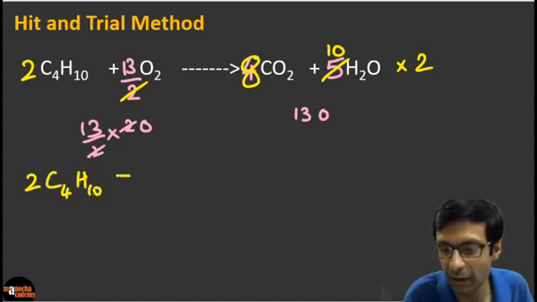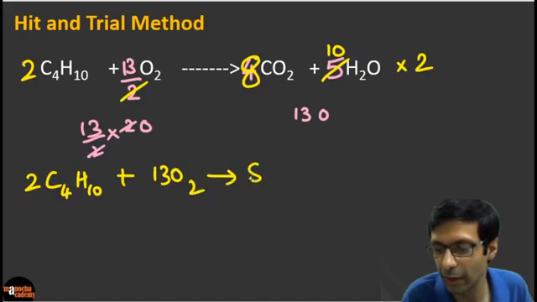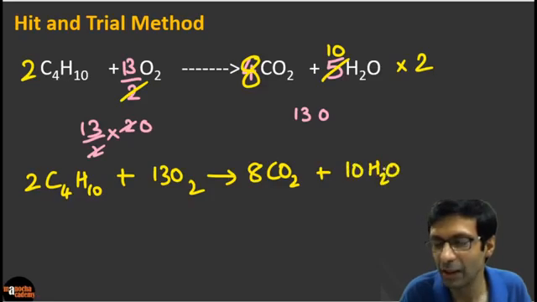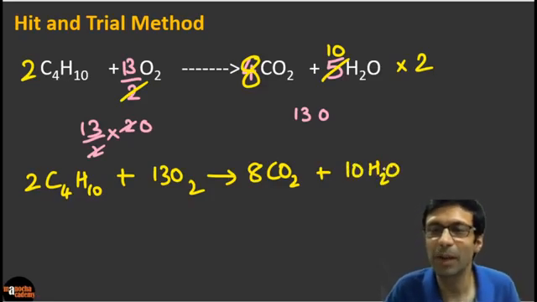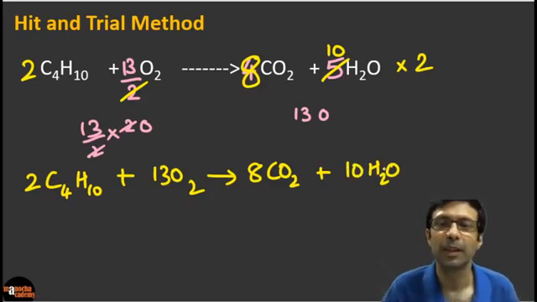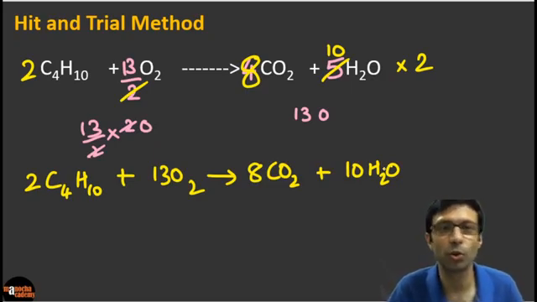2C4H10, that's butane, plus 13 oxygen is going to give 8 carbon dioxide plus 10 water, right? So see here, we've used the hit and trial method and we've used the fractions also to get to the quick answer.